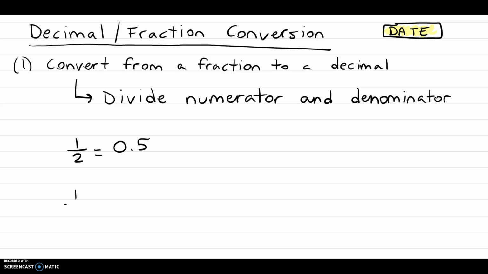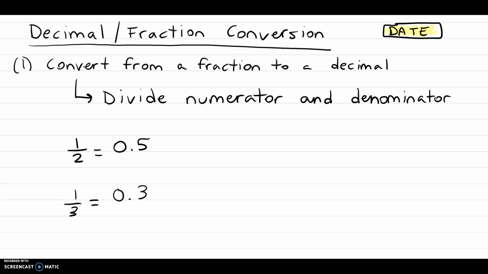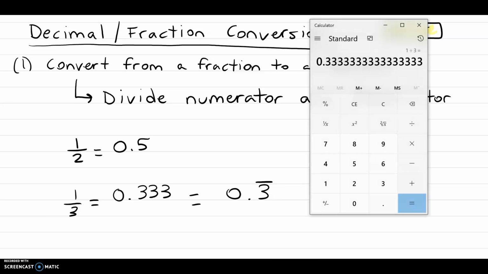Let's look at another fraction. Let's say I take 1/3. Same idea. Do 1 divided by 3. This one you're going to get a repeating decimal because that 3 goes on forever. So we'll round it to the nearest thousandth. We'll say 0.333. You could also write it as 0.3 repeating. So that line above the 3 means that that 3 goes on forever.